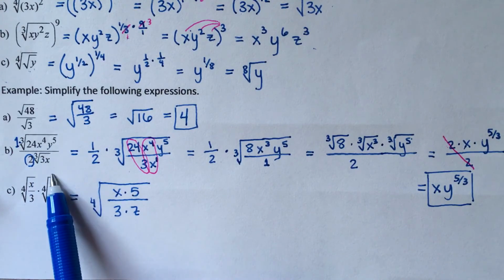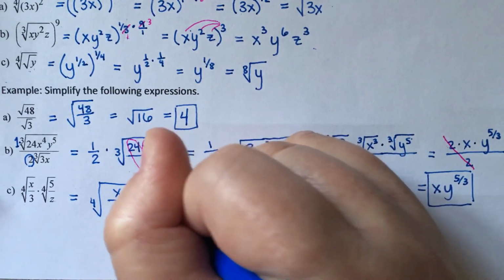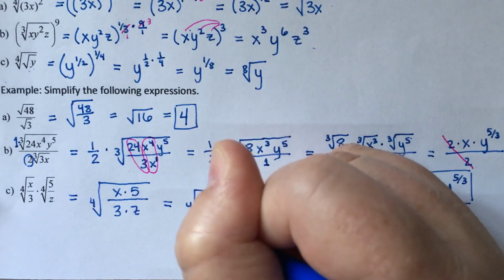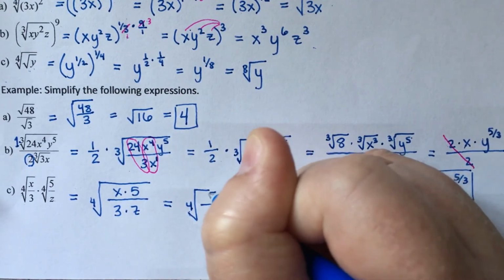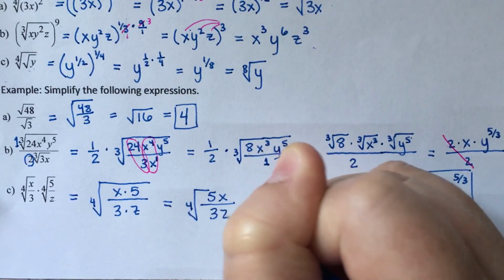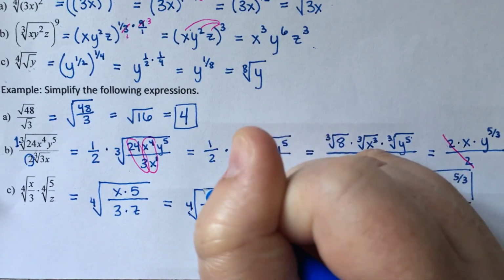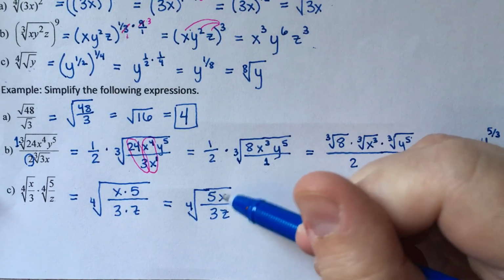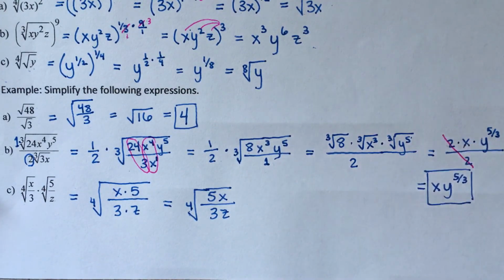Same with these fractions here. Well, really, that's simplified. The only thing I might do is write it as just 5x over 3z. But the 4th root of 5 is not a nice number. The 4th root of 3 is not a nice number. X divided by z doesn't simplify, so I think I'm just done.